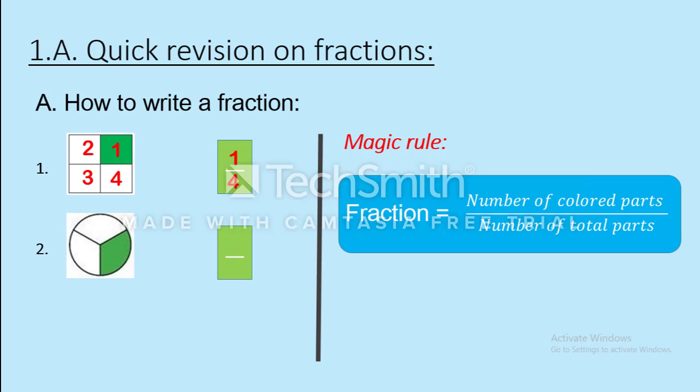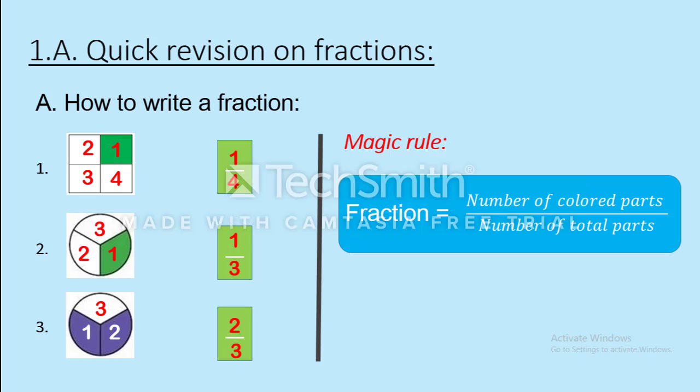Second example, we have a circle divided into 3 equal parts. Let's count the total parts, which is 1, 2, 3. So 3 will go down, and we have only one colored part. It will go up. Example number 3. We have another circle divided into 3 equal parts. 1, 2, 3 parts. So 3 will go down and 2 will go up because we have 2 colored parts.